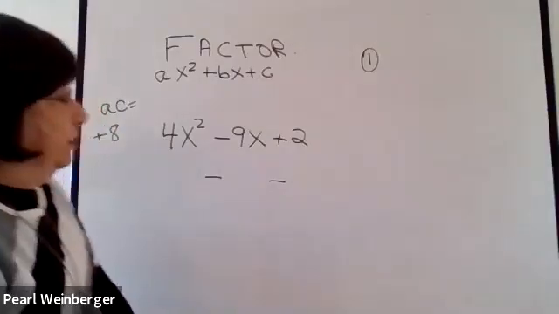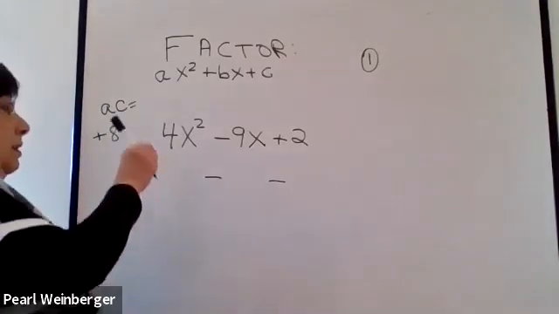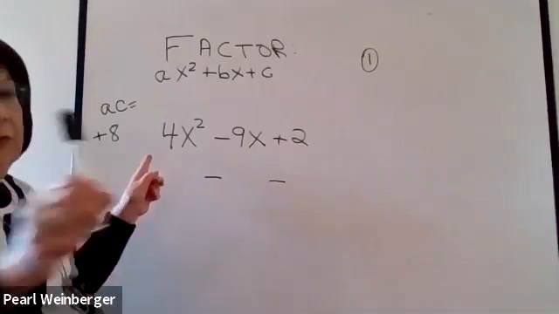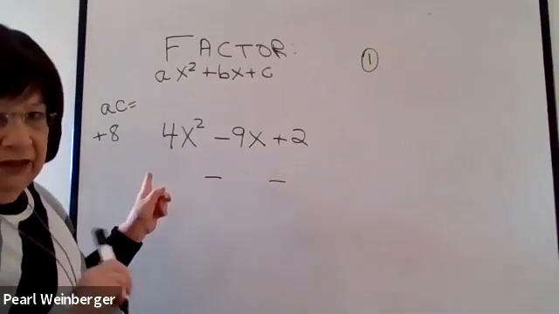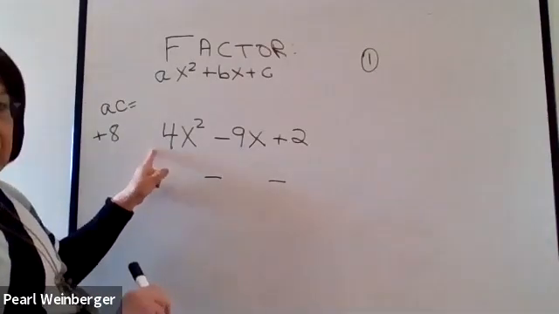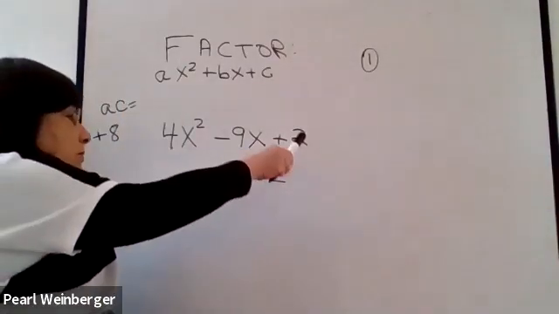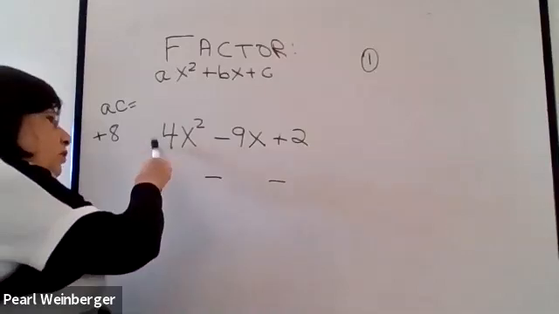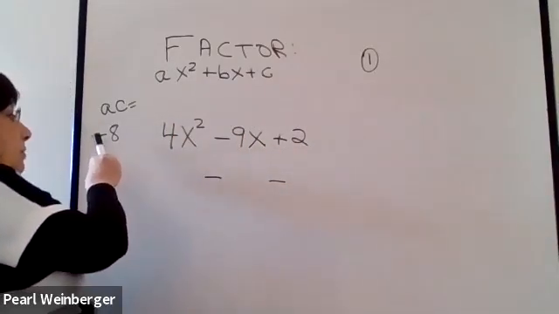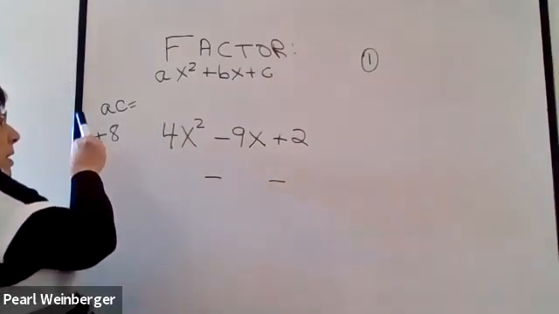No, but I would like to repeat it. Again, that's why I use this AC method, because you can't use your method, Jonathan, on these kinds of problems when there's what we call a leading coefficient. We multiply the A times the C. In this case, it's 4 times 2, which gives me positive 8.